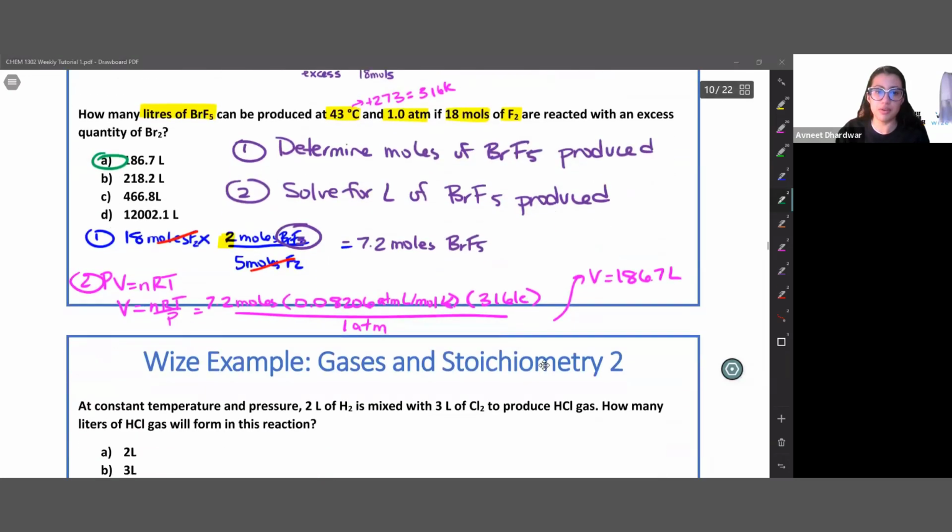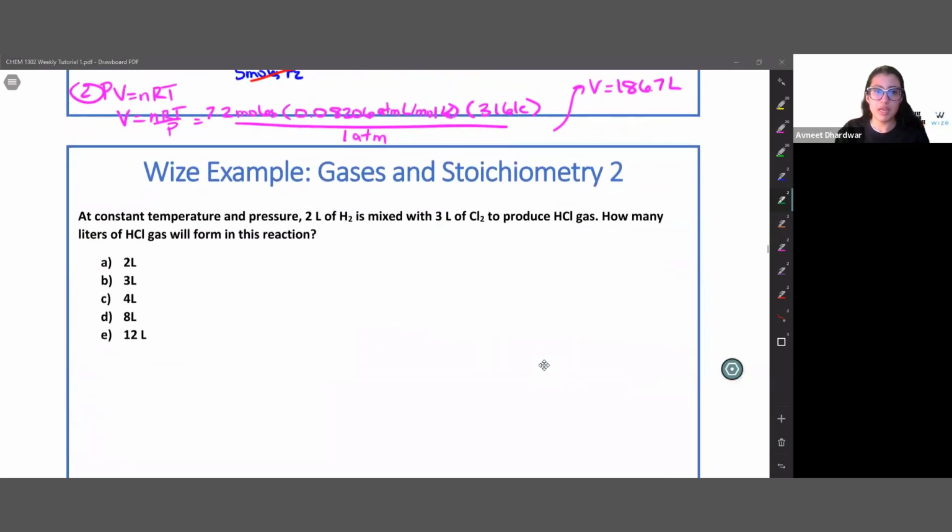Okay, we'll see a different type of problem. So this one says at constant temperature and pressure, okay, so telling us that variables are constant, 2 liters of hydrogen is mixed with 3 liters of chlorine gas to produce HCl gas. How many liters of HCl gas will form?